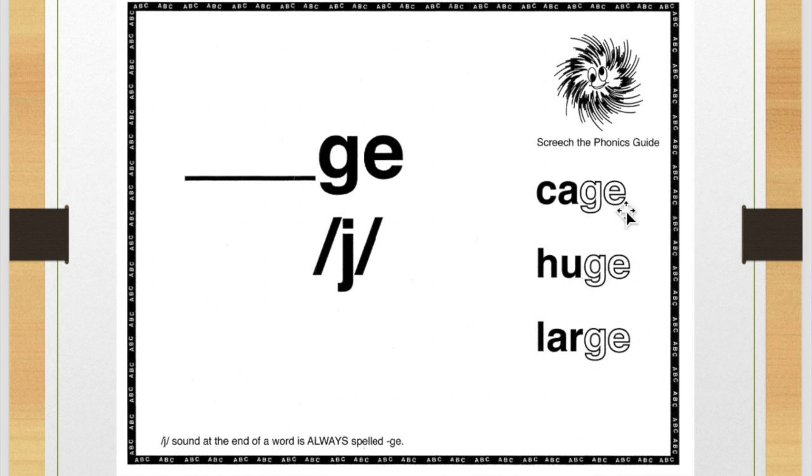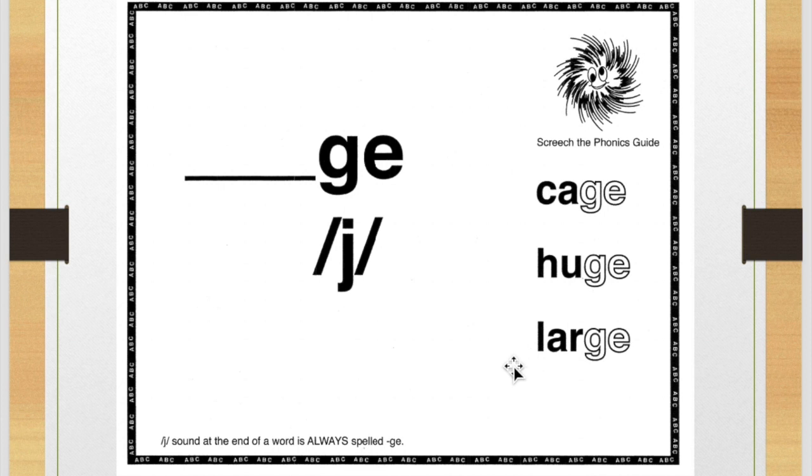So E is very important because without the E, it would say CAG. But we don't want CAG. We wanted cage. So E has to tell the vowel its name, and he tells G to say its soft sound. So in this one, huge. Huge. E again is doing double duty. He's telling U to say, hey, hey, hey, what's your name? Okay, and then he's also telling G, because it's at the end of a word, to say J. Huge. And we talked about large.